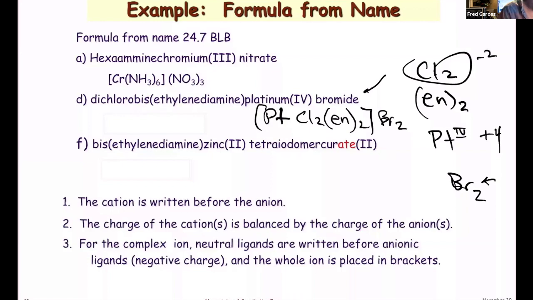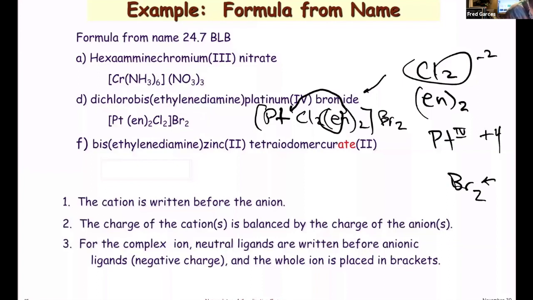That's what you would see here. Oh, sorry. When you're writing the formula, it's the neutral before the anionic. When you're naming it, it's in alphabetical order. So the neutral comes first. That's why I put en first before the anionic: Pt(en)2Cl2, and then two bromides. I forgot about that. Let's do the last one.